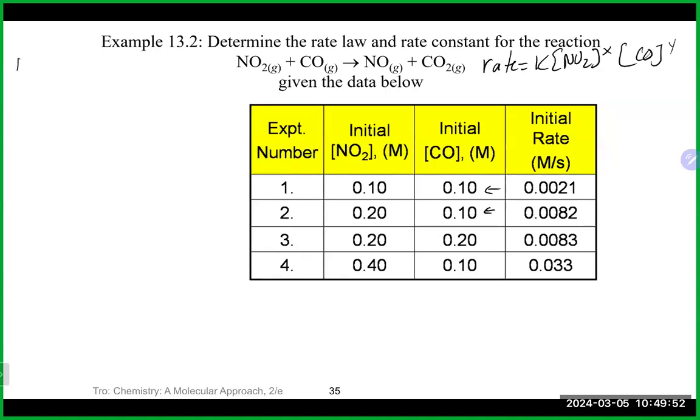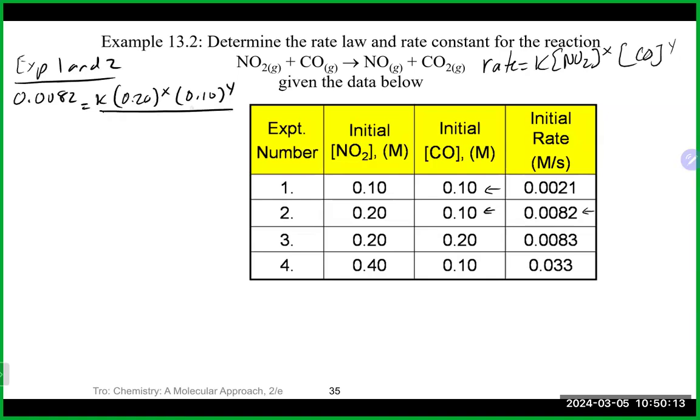So looking at experiments 1 and 2, I'm going to go with number 2 up on top, as that looks like a larger number. So 0.0082 is equal to K times 0.2 to the X and 0.1 to the Y. We're going to then do number 1 on the bottom there, 0.0021 equals K times 0.1 and 0.1, I believe.